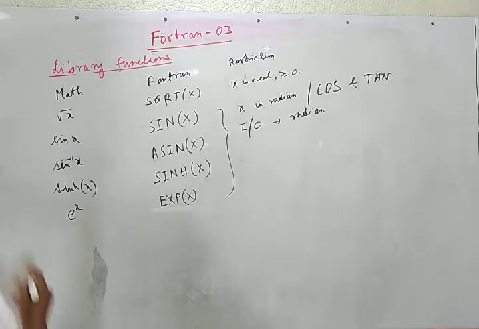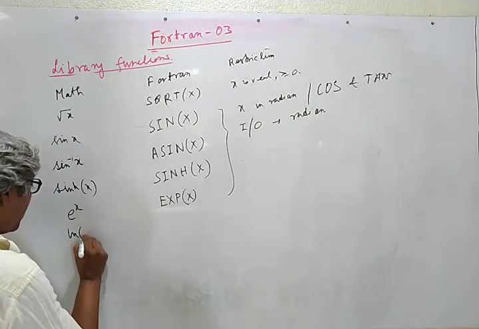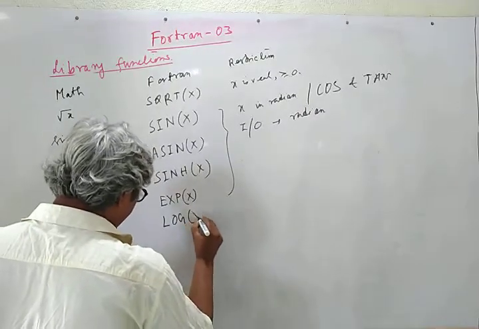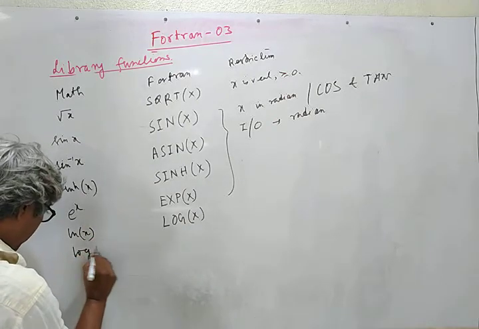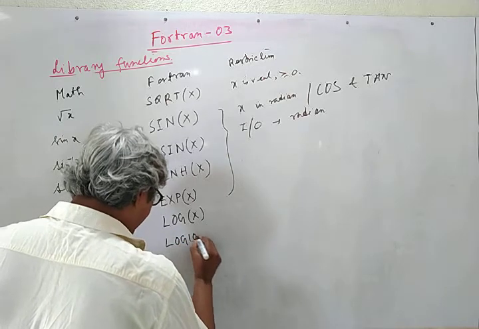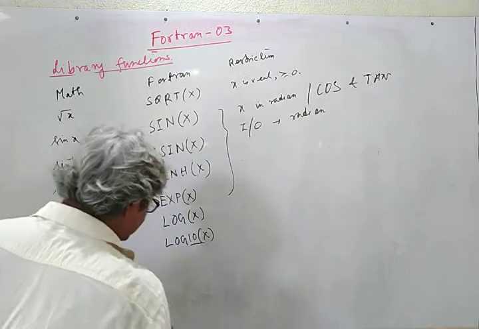Then comes the log function. There are two types of log: natural log, LOG of x, which is log base e, and Napierian log, log base 10, which is LOG10 of x.